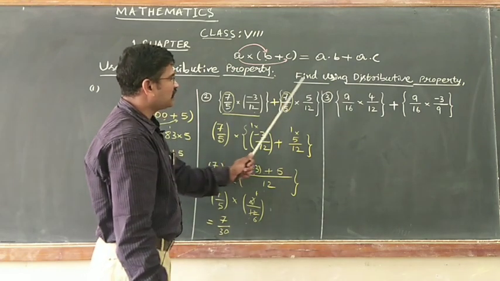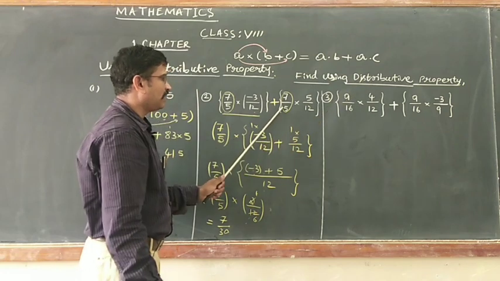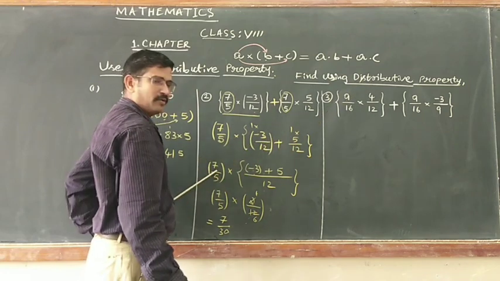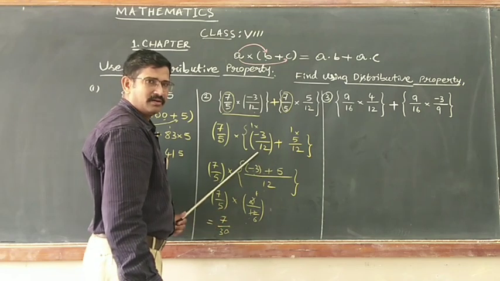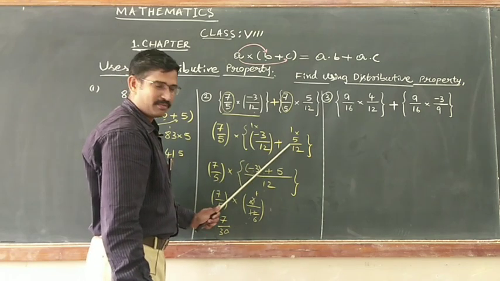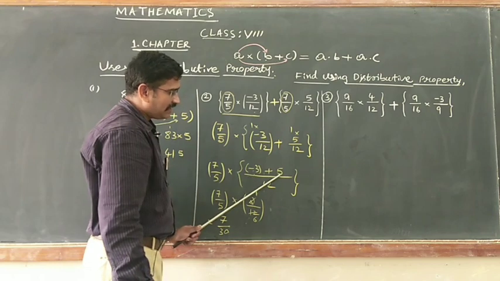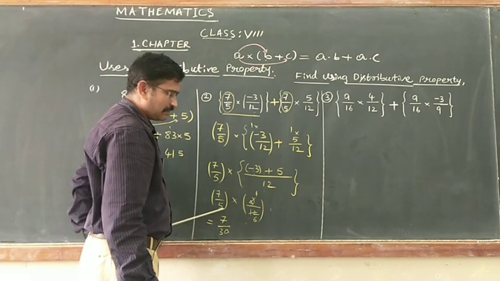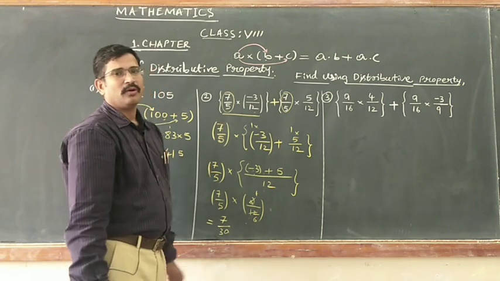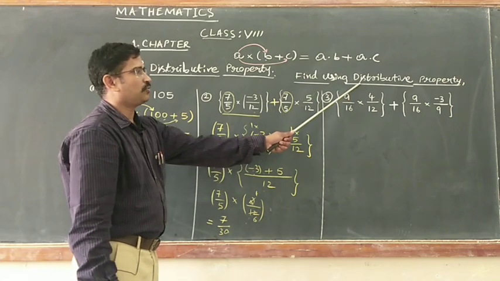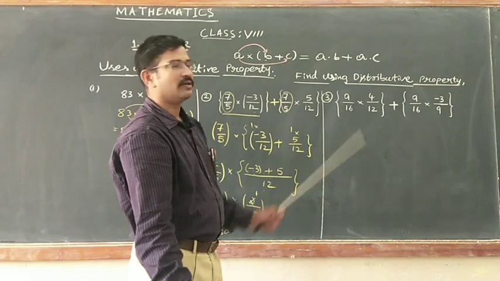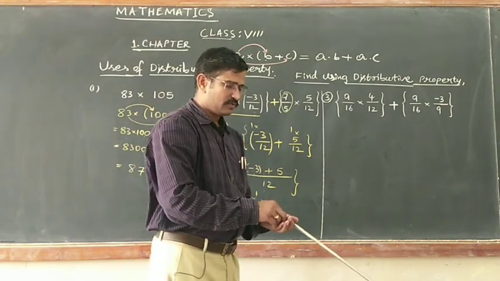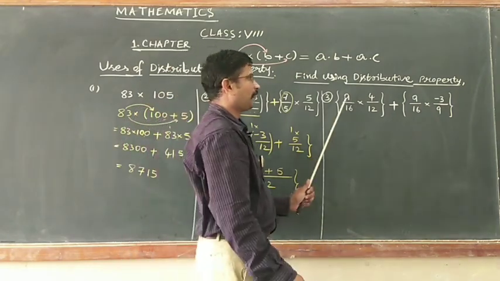So, by using the distributive property, taking out 7 by 5 leaves us with simple rational numbers, which can be easily added and simplified. This is how we can make use of the distributive property while solving. There is another, third question I am giving you. Try to observe this question.